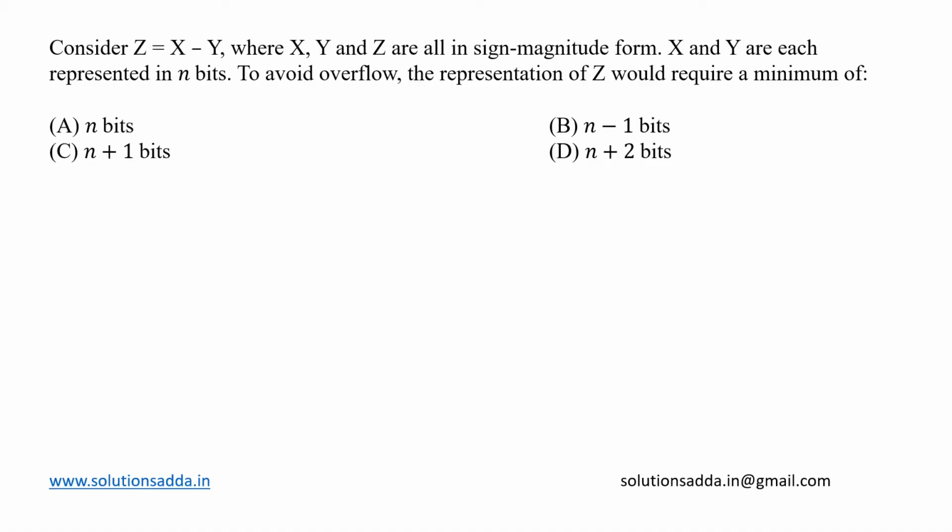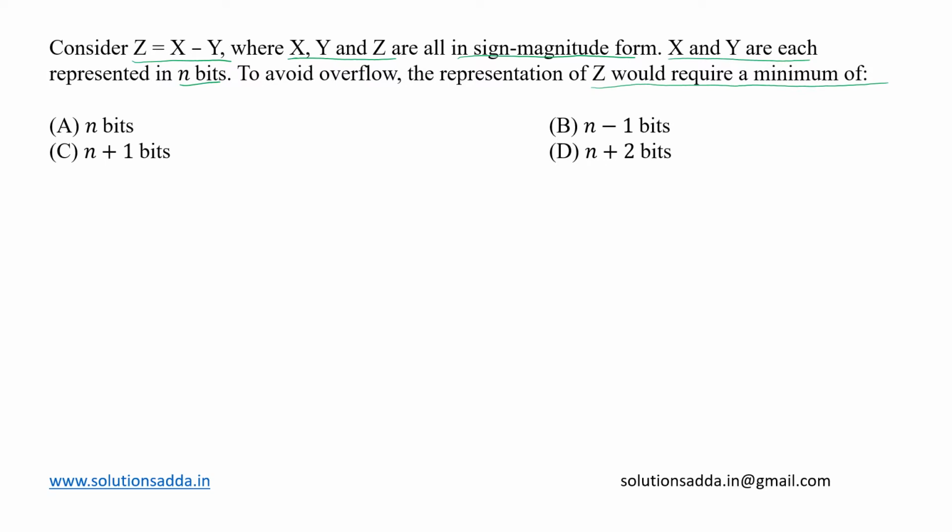This is a digital logic question based upon number system. We have been given the numbers x, y and z all in the sign magnitude form such that z equal to x minus y. Now these x and y are both represented using n bits. So we need to find out what is the minimum number of bits that z might require.